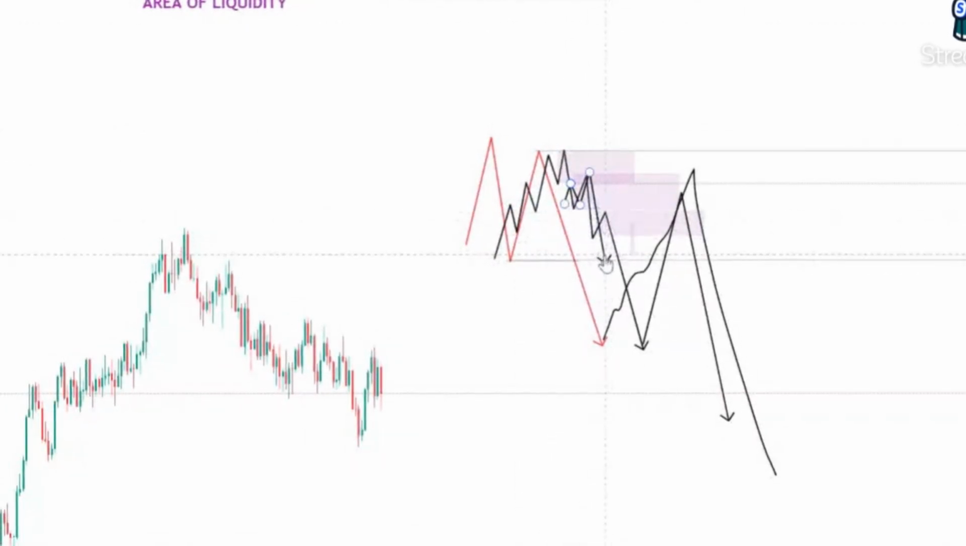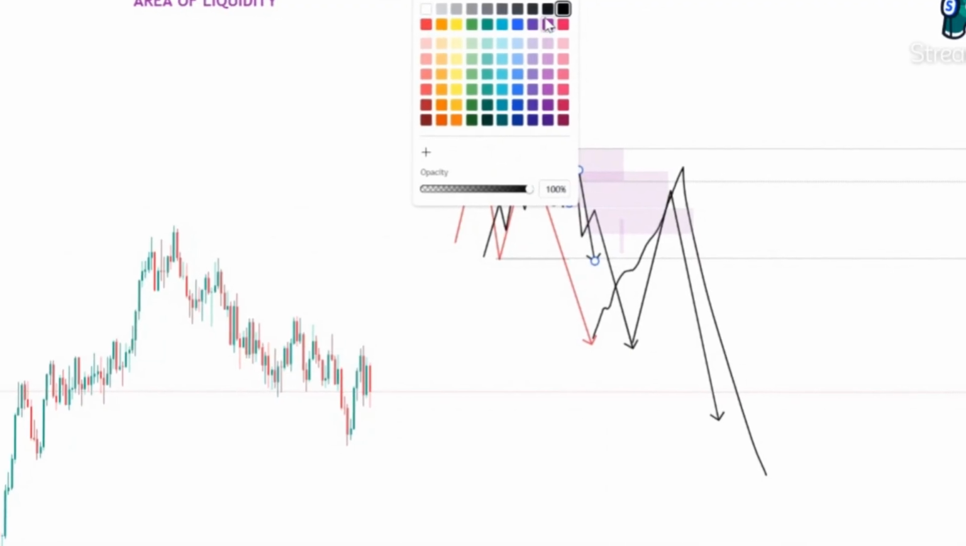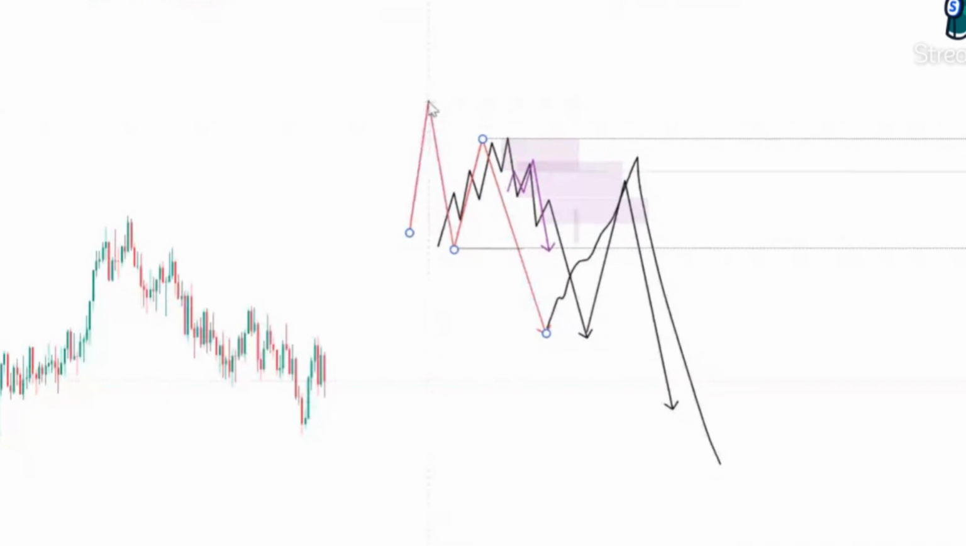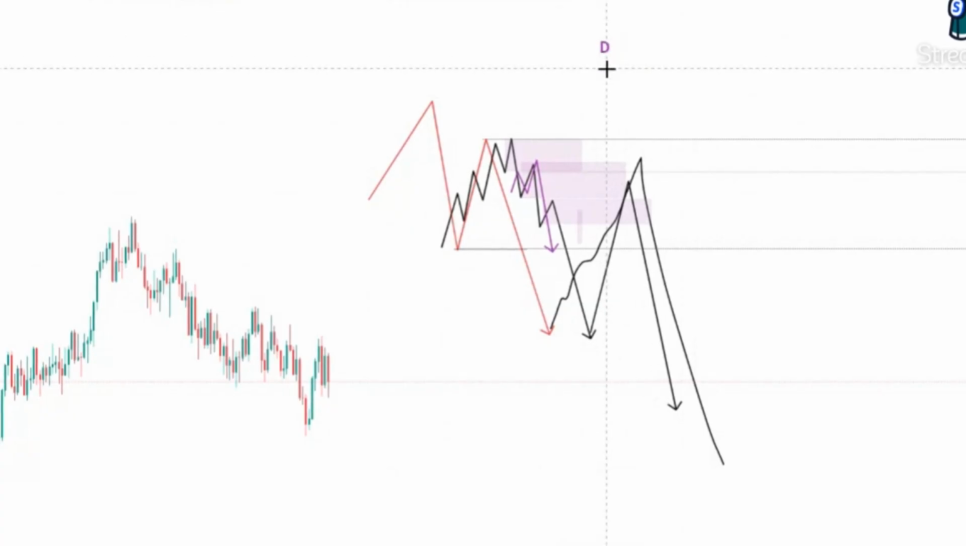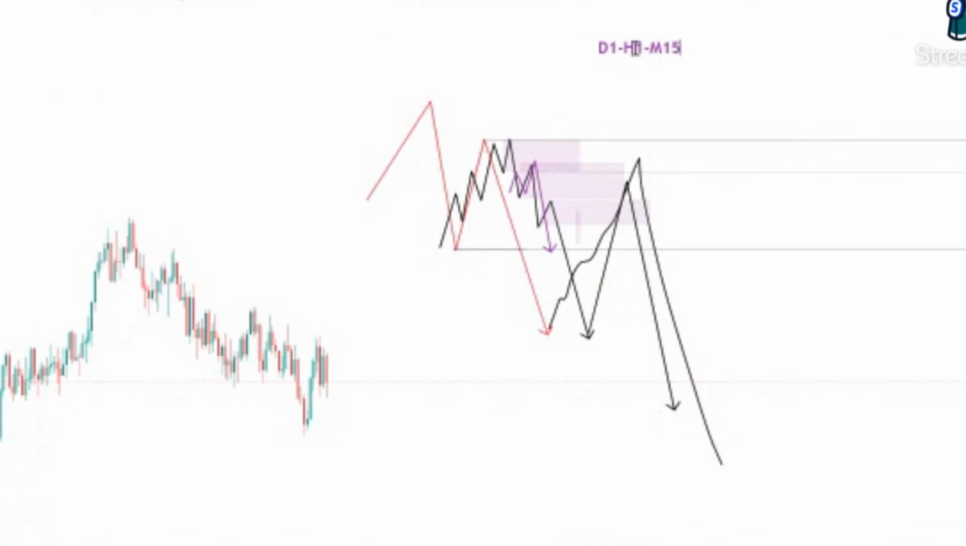So let me change this to purple. Now take note of what I want to say. This one, for example, the red is your daily time frame. So let me put it from D1 to H1. Let me just use this time frame coordination. Then to 15 minutes, M15. Now, the purple is your M15. The black is your H1, right?